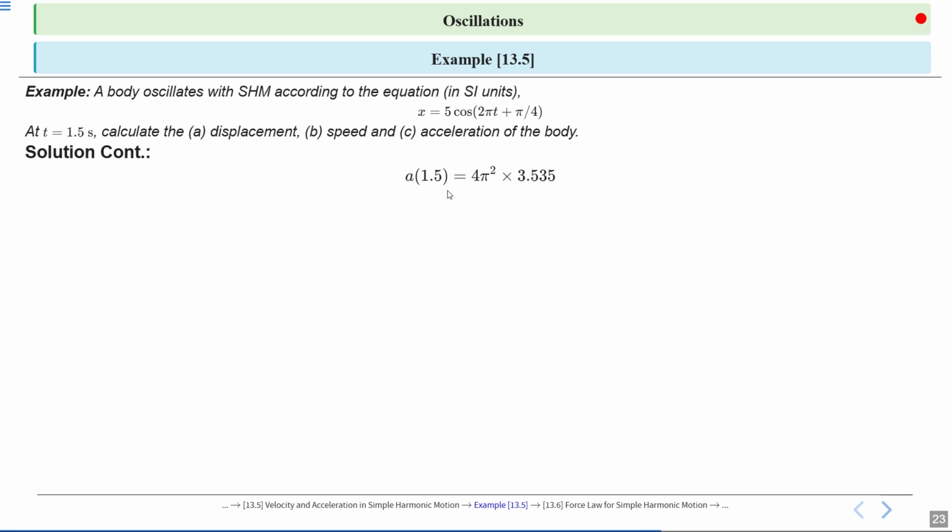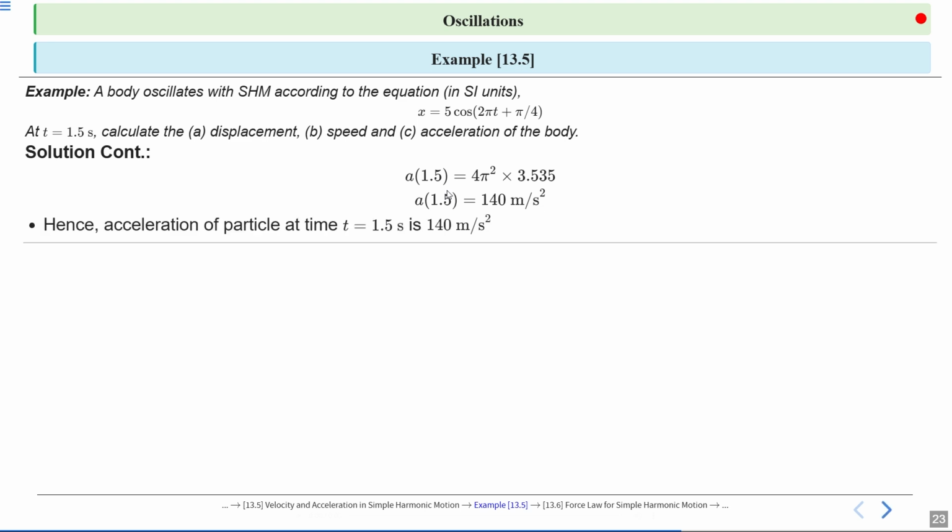So a of 1.5 is equal to 4 pi square into 3.535, which is 140 meter per second square. Hence the acceleration of the particle at time t equal to 1.5 second is 140 meter per second square.